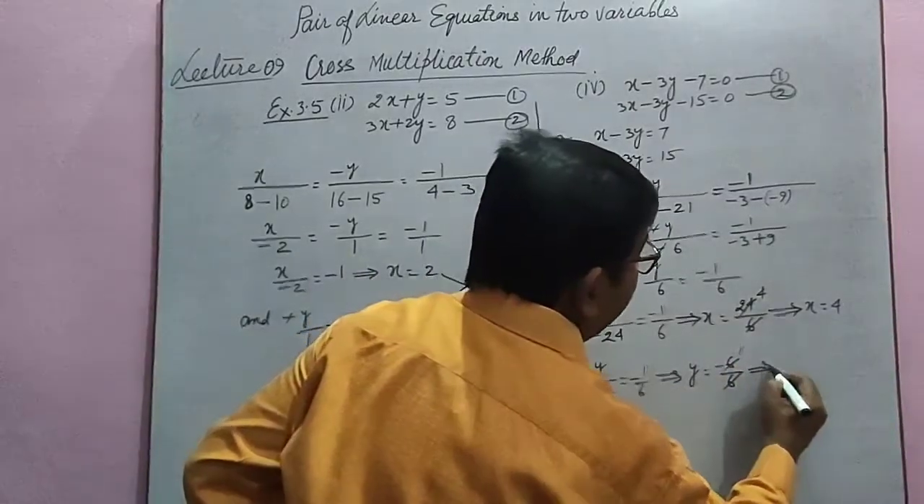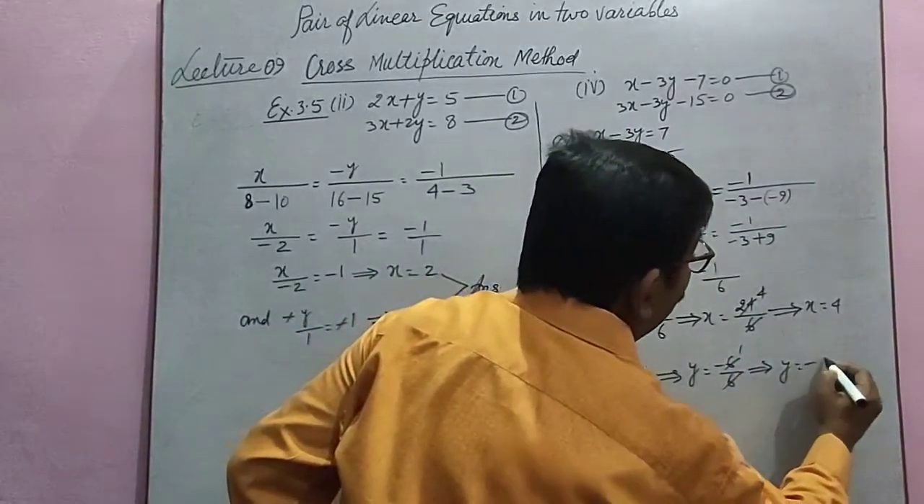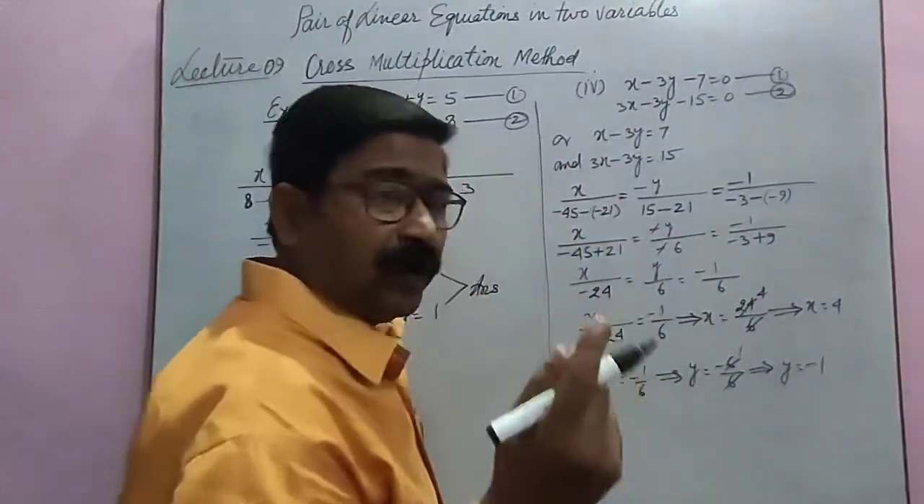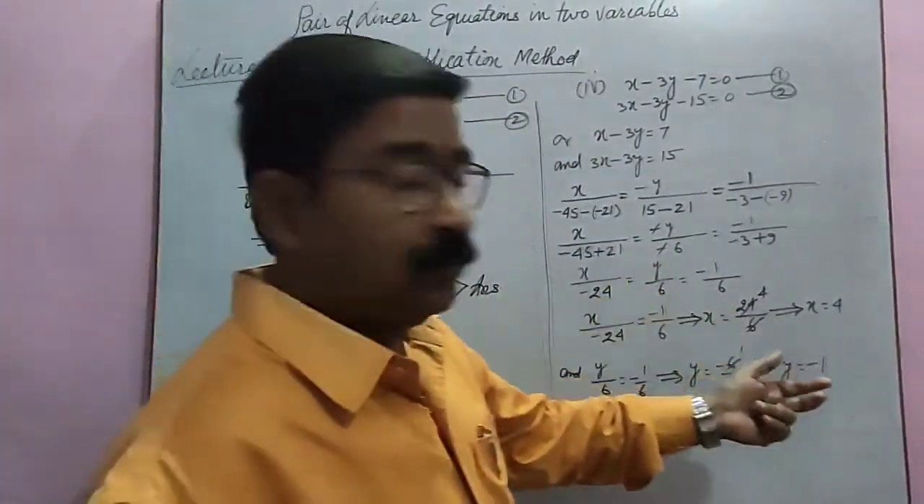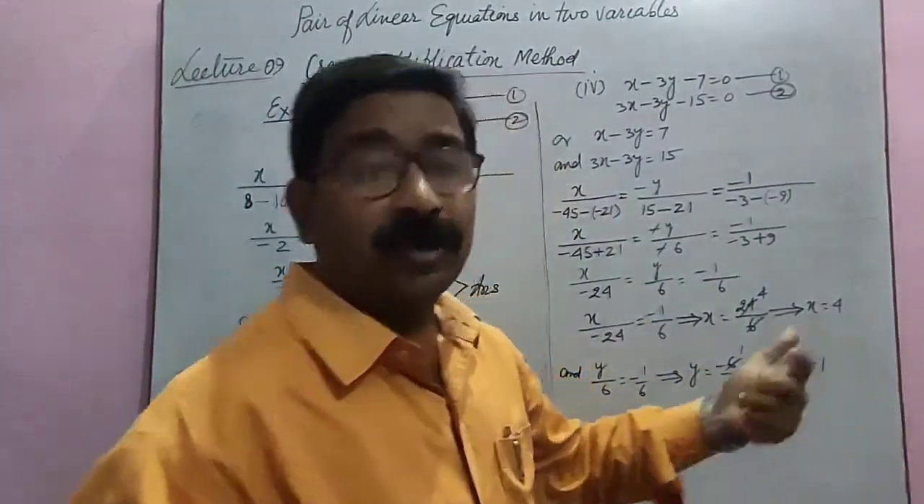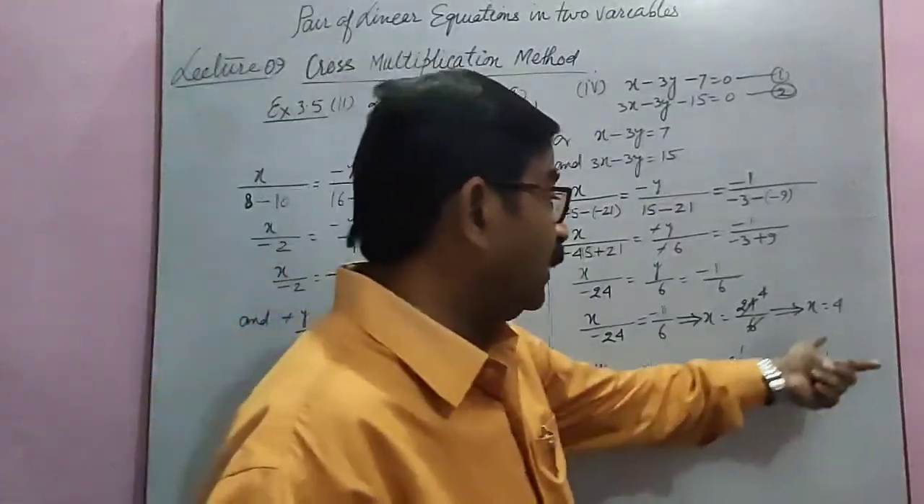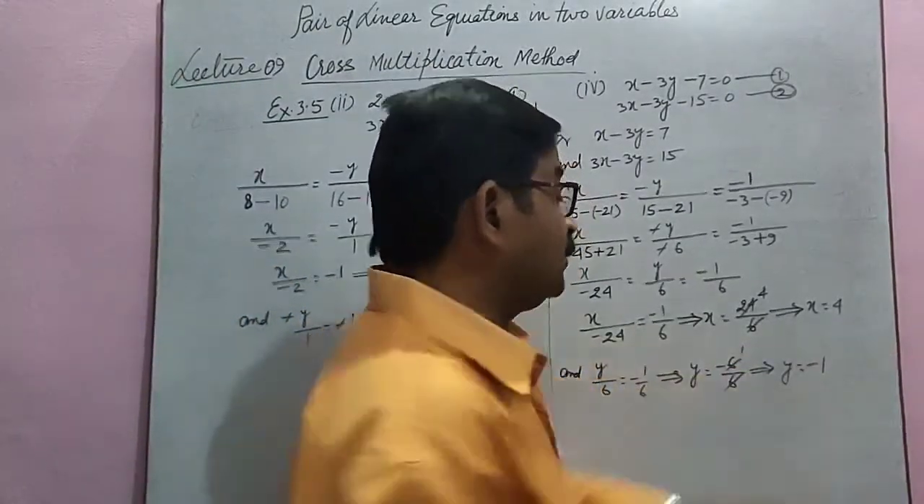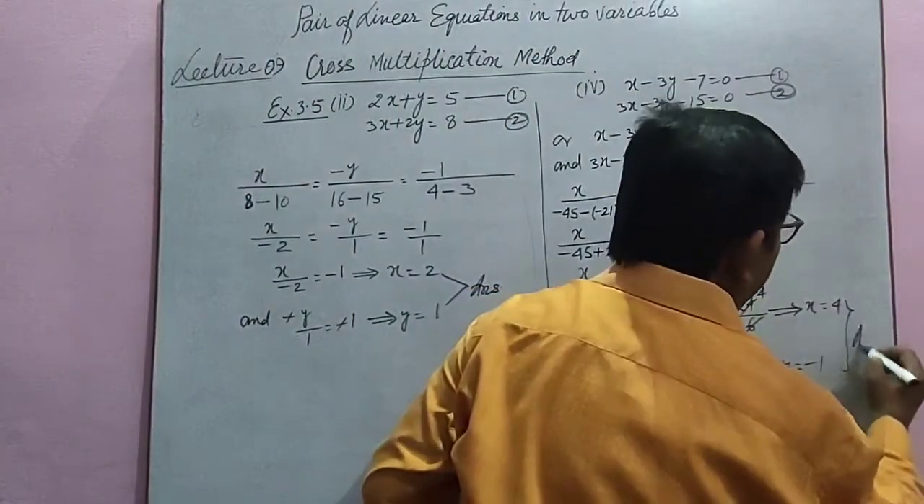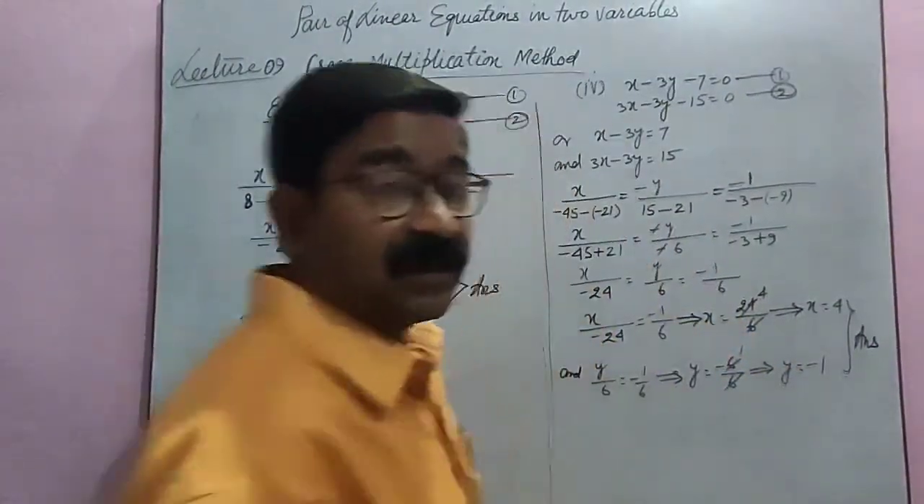So we have y is equal to minus 1. Not to worry, if you are making some mistake, you can check your solution. Like I am going to check x is equal to 4 and y is equal to minus 1 as my answer. Let us see whether it is correct or not.